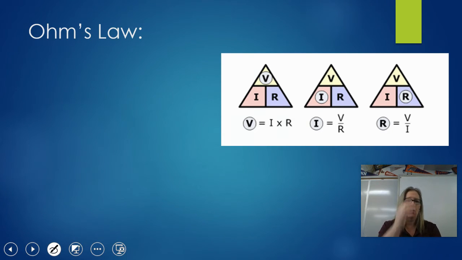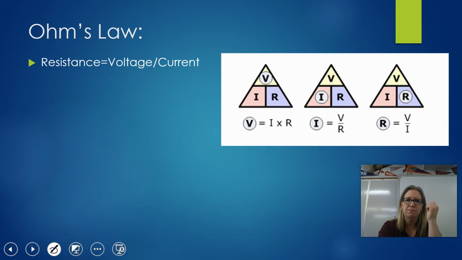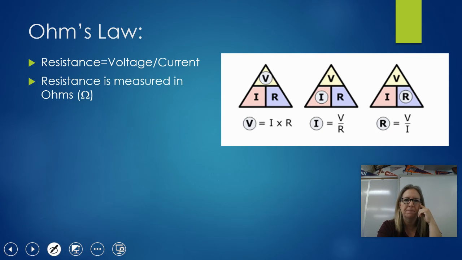All right, well, now we can put all these things together, all right? Resistance is equal to voltage divided by current. And yes, you're going to have to do some math, okay? This is known as Ohm's law. It's named after some dude named Ohm. We're not going to get into him very much, okay?